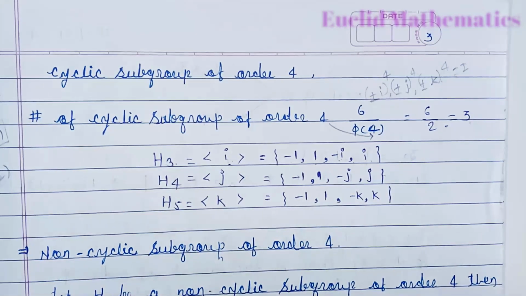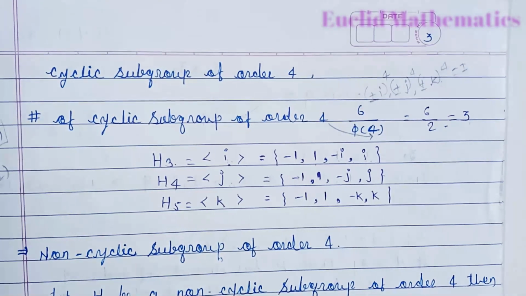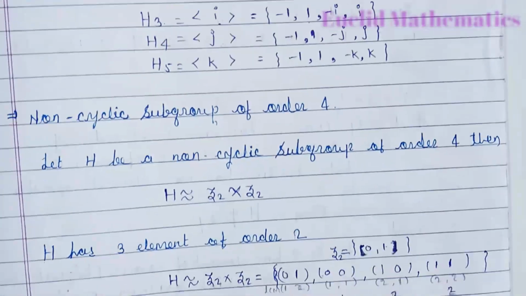Now what is left over is the non-cyclic subgroup of order 4. Because the order of H is 4, H is isomorphic to one of two different groups: one is the cyclic group, the other is the non-cyclic group. We found the cyclic subgroups of order 4. Now let's move to the non-cyclic subgroup of order 4.